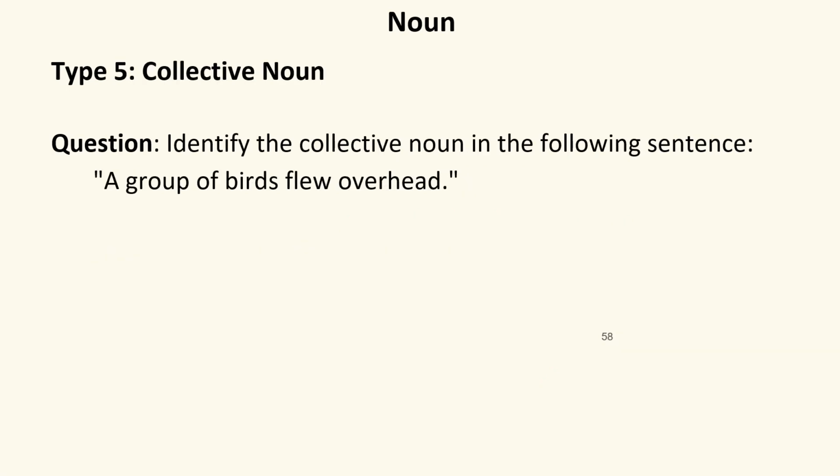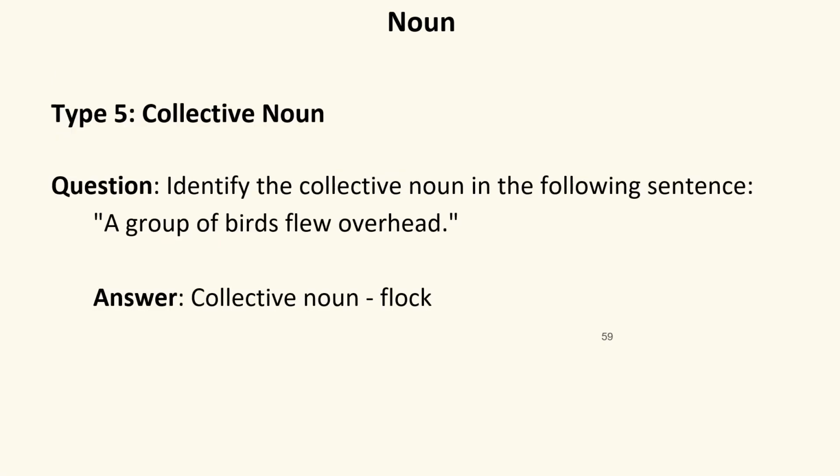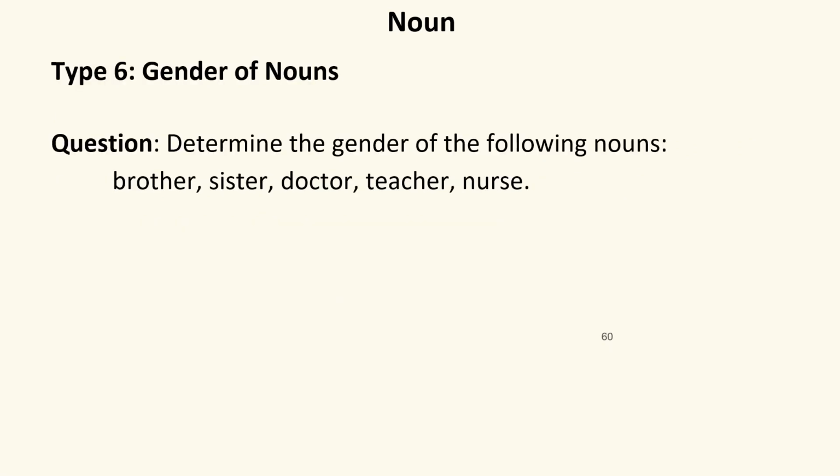Identify the collective noun in the following sentence. Now we have to identify the collective noun. A group of birds flew overhead. Now here we have a group of birds, and a group of birds is known as a flock. So here we have the answer: flock. Flock is the collection of birds.